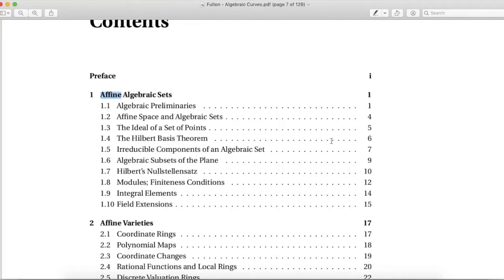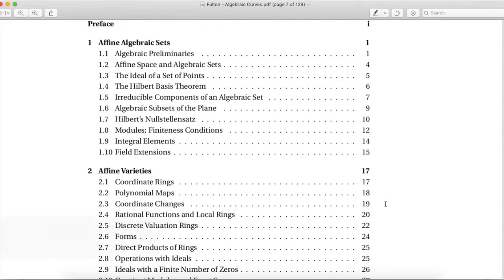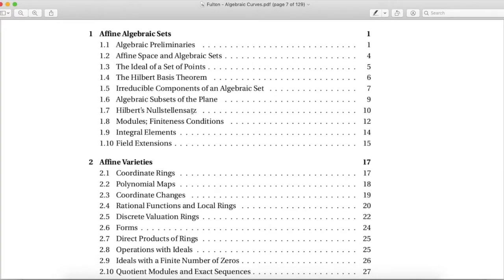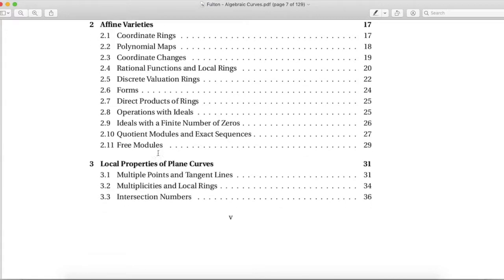Here's the word affine. I have no idea what the word affine means, but I think it's good that I know that Wiles talks about affine a lot, so at least we're on the right track here. We might learn more than just elliptical curves by looking at this stuff. So there's some algebraic preliminaries, affine space and algebraic sets, the ideal, and then again, stuff that I don't know what it is. Hilbert basis, irreducible components. I'm just looking to see if any of these are things that Wiles mentioned.